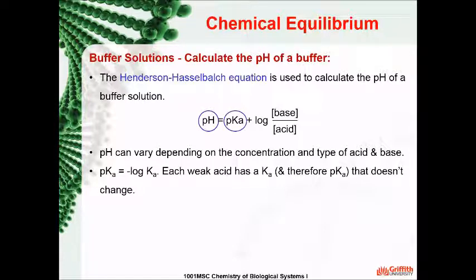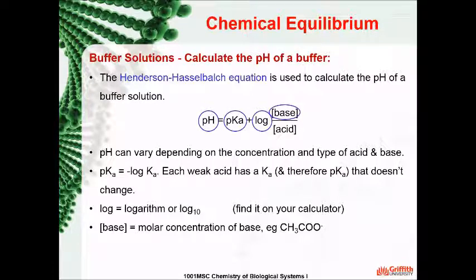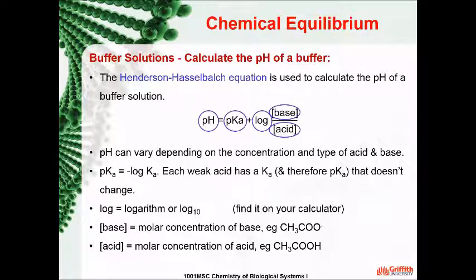The pKa is equal to the negative log of the Ka. Each weak acid has a constant Ka, and therefore a pKa, and that doesn't change. Log equals logarithm, or log 10, which you'll be able to find on your calculator. Base, in square brackets, is equal to the molar concentration of the base, while the acid in square brackets is equal to the molar concentration of the acid.